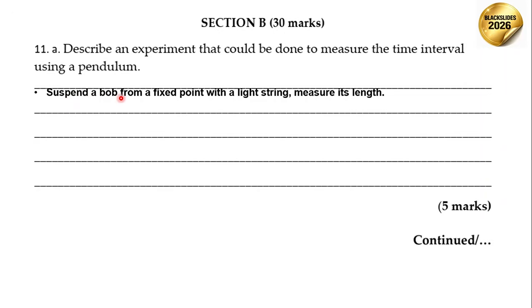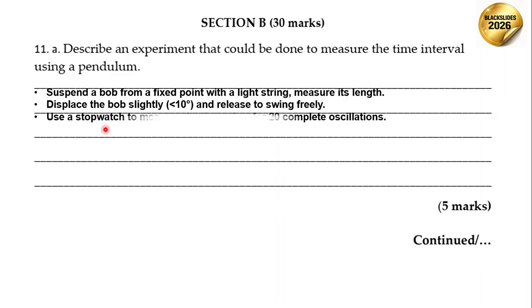So suspend a bulb from a fixed point with a light string. Measure its length. Remember, a pendulum consists of a string and a bulb. Displace the bulb slightly at an angle less than 10 degrees and release it to swing freely.